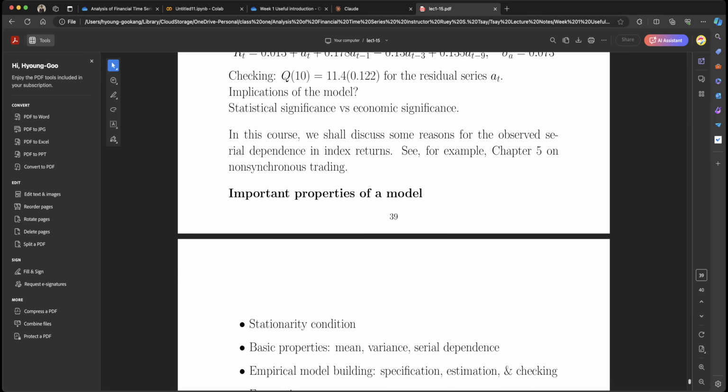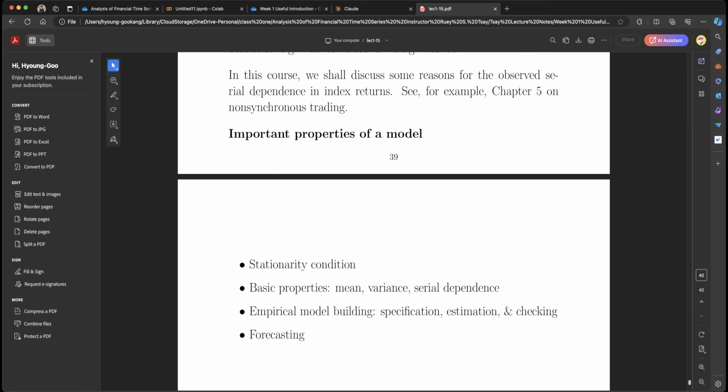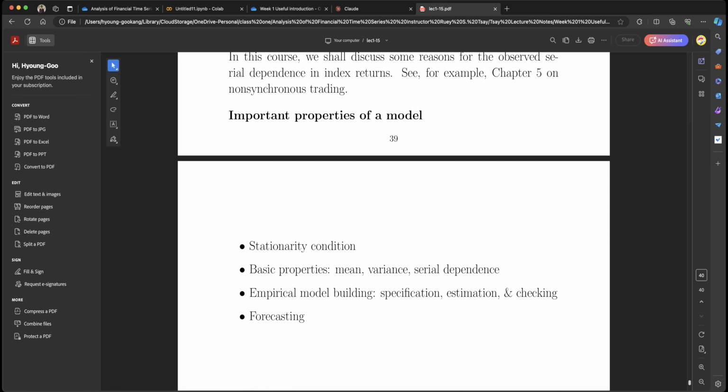Now, the important parts of the model: the stationarity condition, basic properties like mean, variance, and serial dependence, and empirical model building, with specification, estimation, and model checking, and then forecasting.